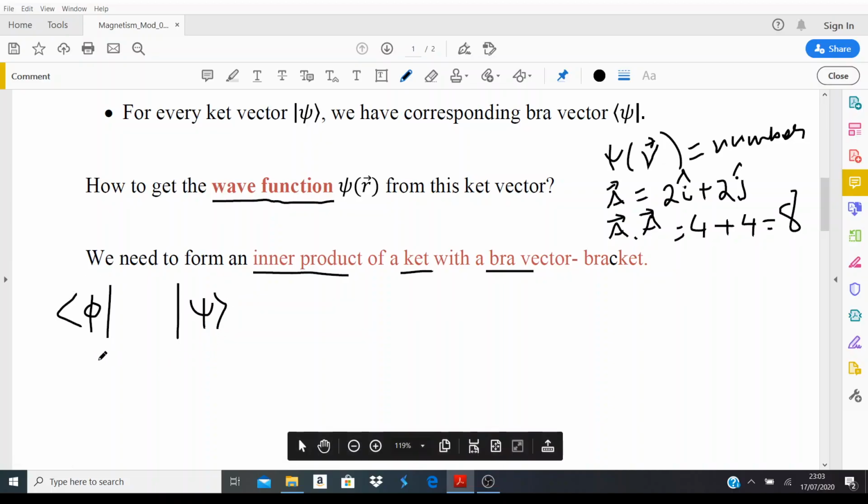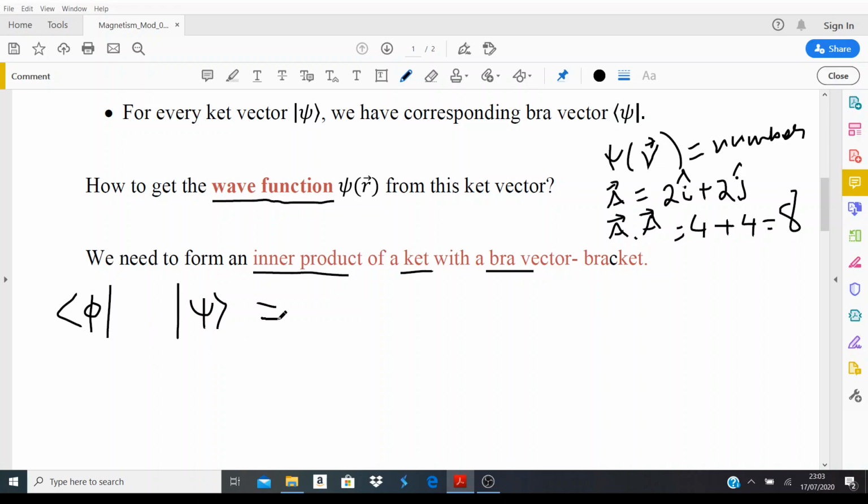You can define an inner product between these two vectors. So the inner product has to be defined between a bra and a ket, always. You need one bra vector and one ket vector. And usually the notation is like this, so you have a bra here and you have a ket here.